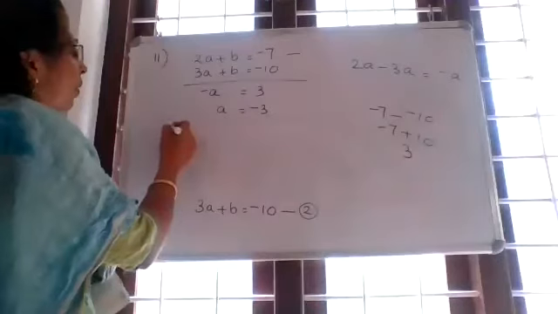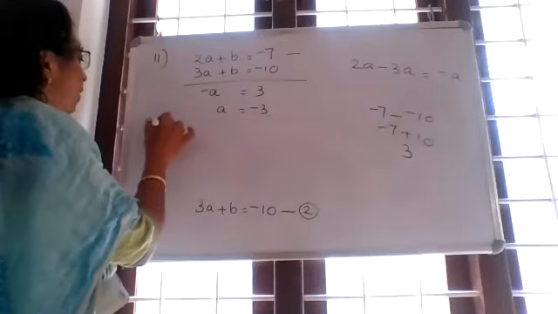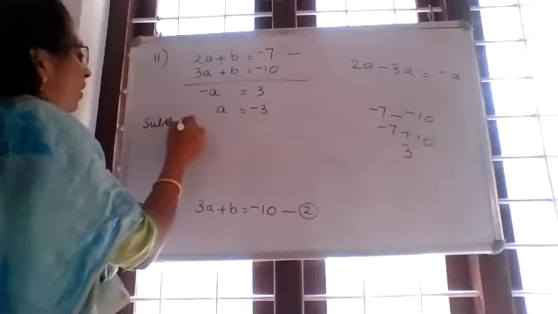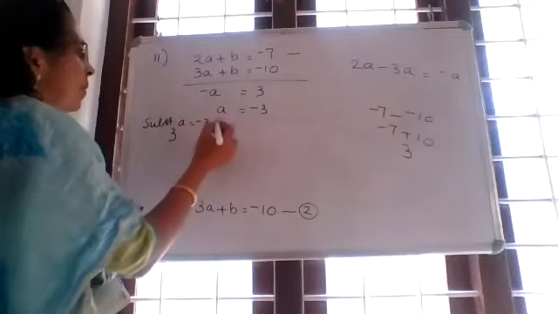Substitute t is equal to negative 3 in the first equation.